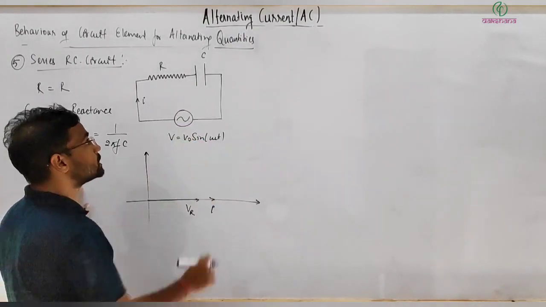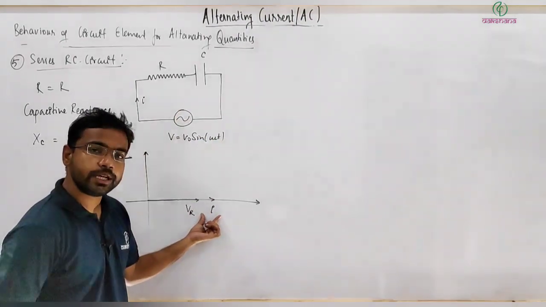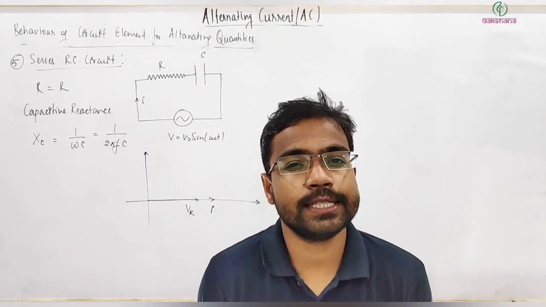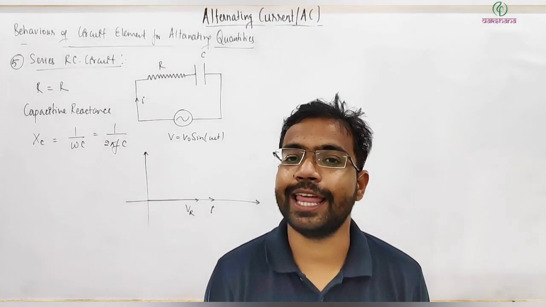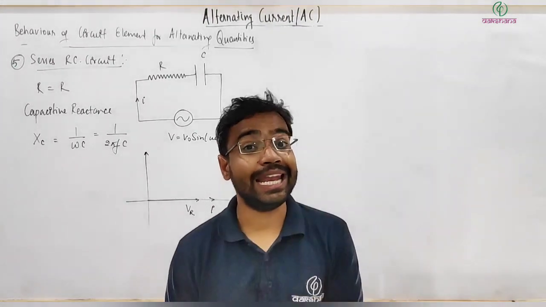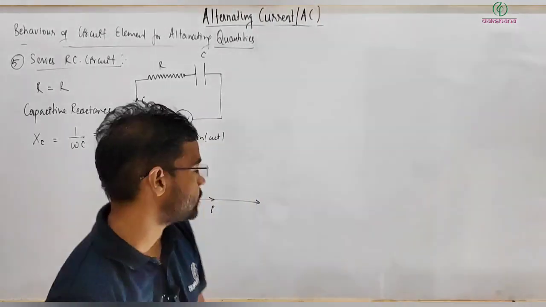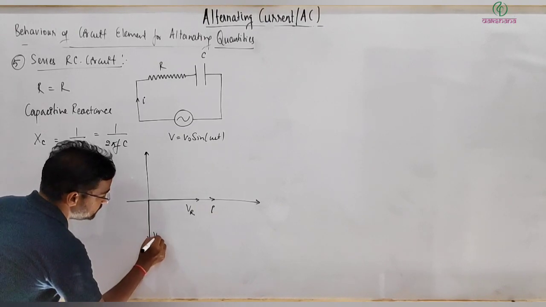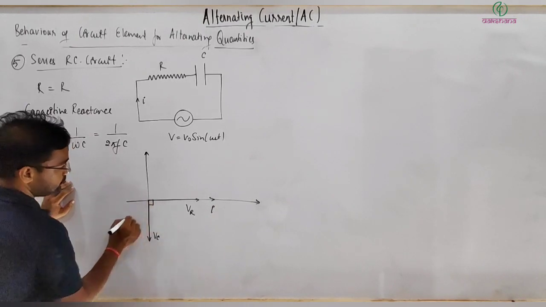Then across the capacitor, the same current will be there, but in case of a capacitor, what is the phase relation between current and potential drop? You must remember that. In case of a capacitor, your potential drop lags behind the current by a phase angle of pi by 2, correct? So that's why I will write the potential drop across the capacitor, that is VC, lagging behind the current by a phase angle of pi by 2.